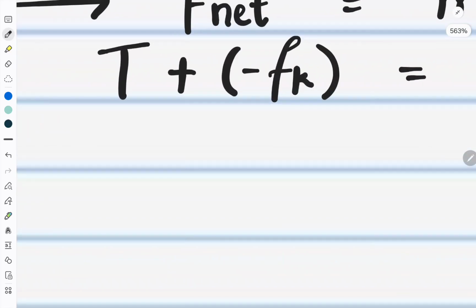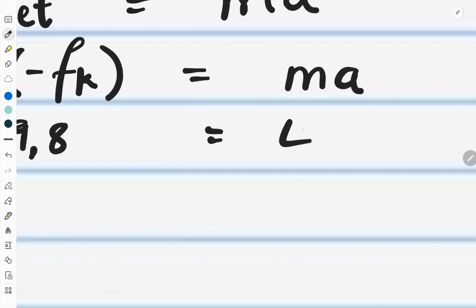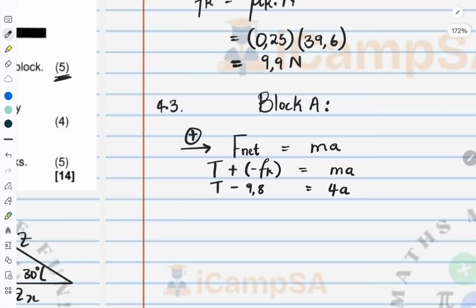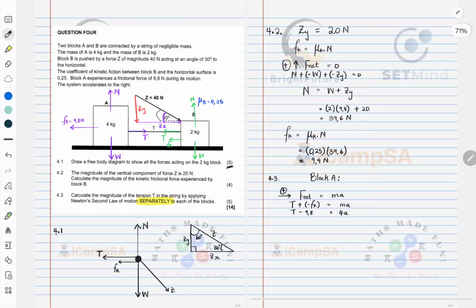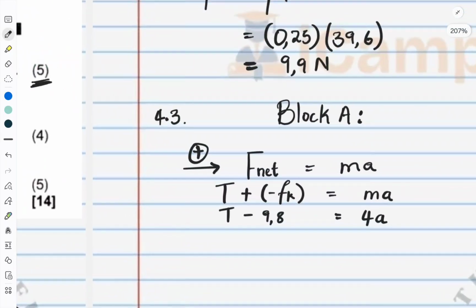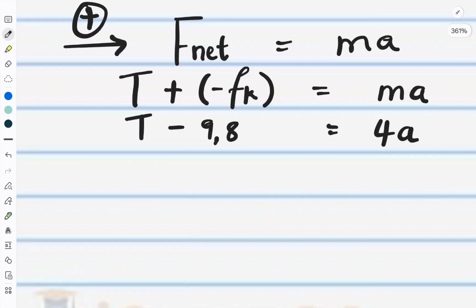Then from here we can substitute. We have T minus 9.8 is equal to 4a. We don't have a. Let's see. They didn't say these things are moving at a constant velocity, so we can't say a is 0. And they didn't give us a value for a, so we leave it as it is. Then from here we can make a the subject.